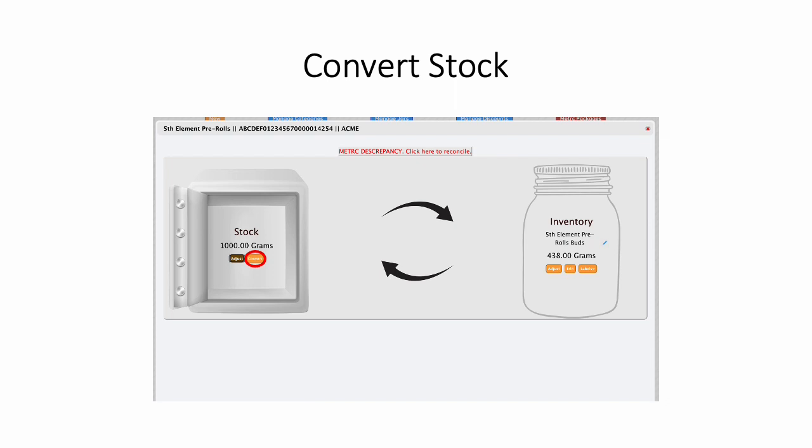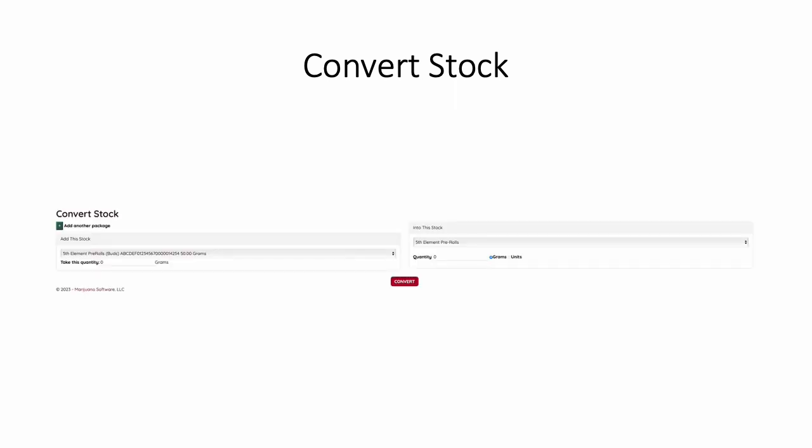In certain circumstances, you may want to change the product template. To do this, click the convert button. First, you'll want to be sure that all the inventory is transferred to the stock. You cannot convert stock from the jar. Clicking the convert button brings you to this page. Here, you can input how much of the package you want to convert and select what product you'd like to convert to. Once the forms are filled out, click Convert.